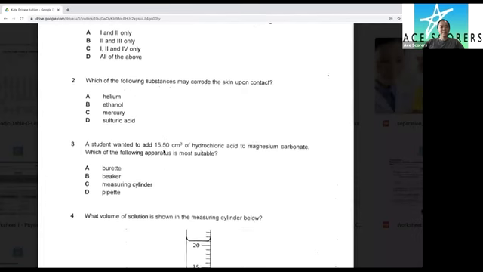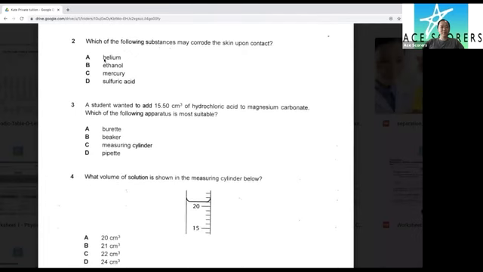Okay. Let's take a look at question number 2. Which of the following may corrode the skin? Corrosive. What is corrosive? What's the answer for 2? D. Yeah, very good. Okay. You see, you didn't know all this, right? So helium is an element, and mercury is found in the thermometer. And then here, you see the word acid. Right? So acid is corrosive. Very good. Next.